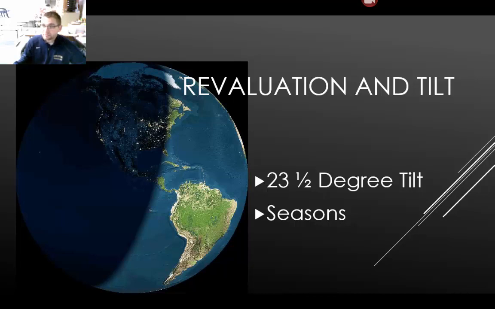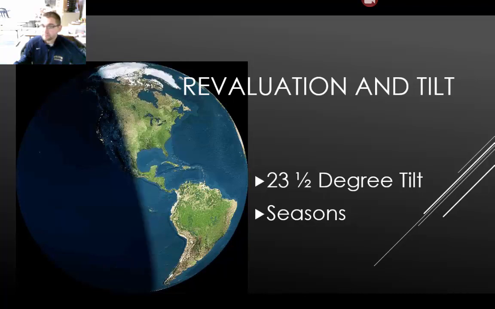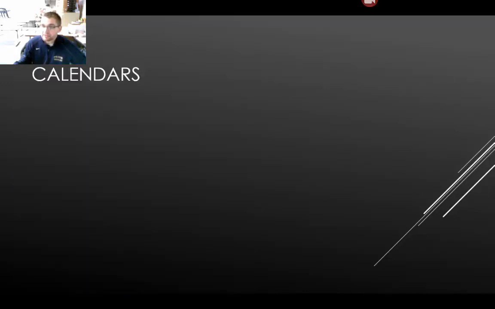In this case, based on this picture, we see that the tilt causes the southern hemisphere to have more direct sunlight. This would be summer months for the southern hemisphere. As that changes throughout the year, we would end up in summer for the northern hemisphere.